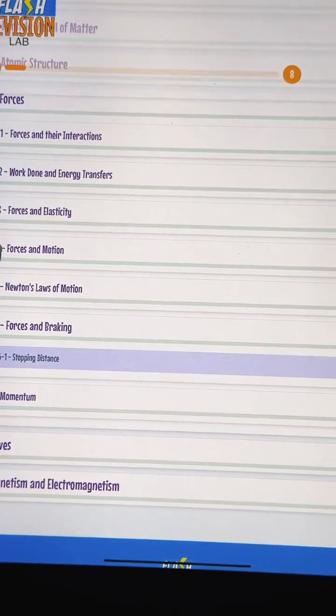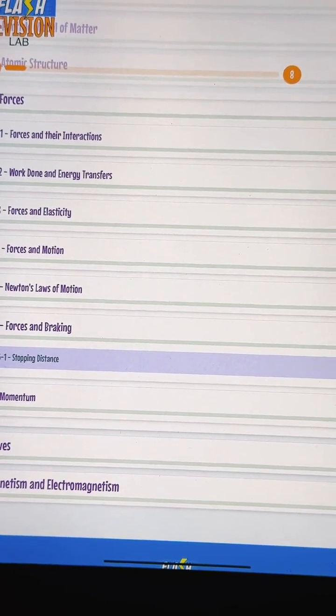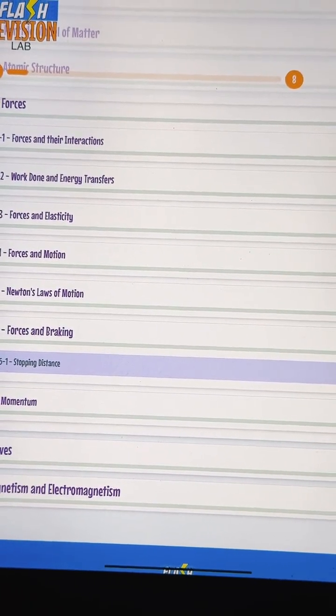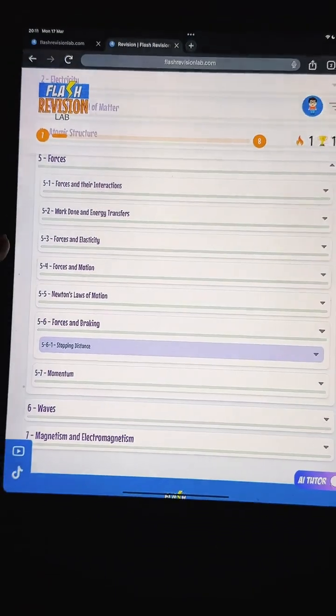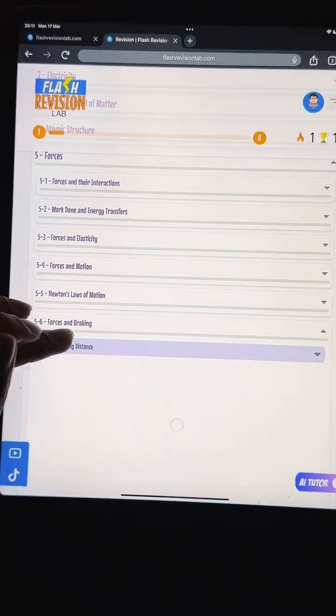Okay, I don't think I've seen any other topics mentioned, so I will carry on with a different topic here from this section. I'm going to go with stopping distance here. So let's take a look.